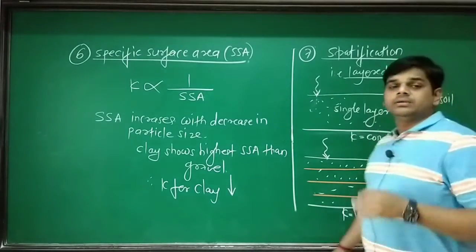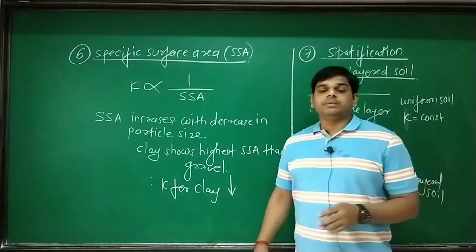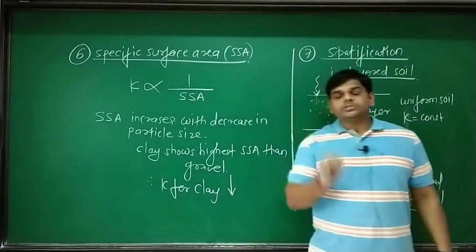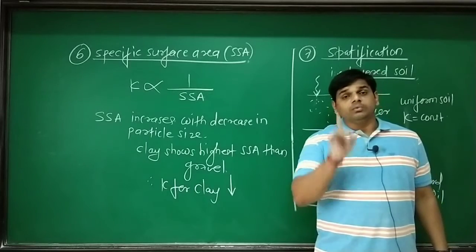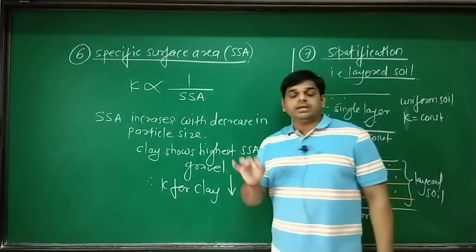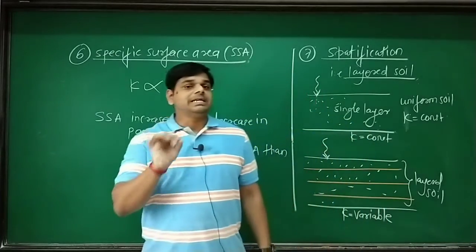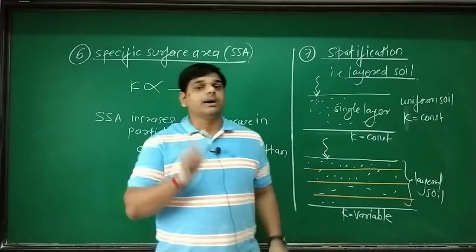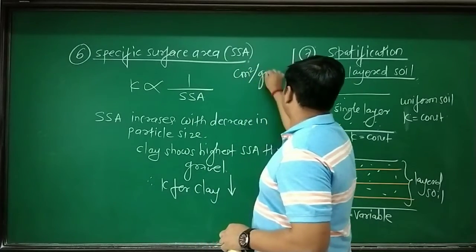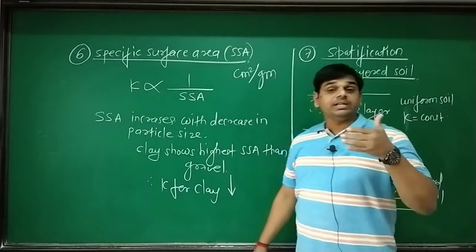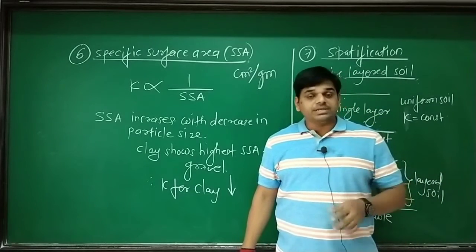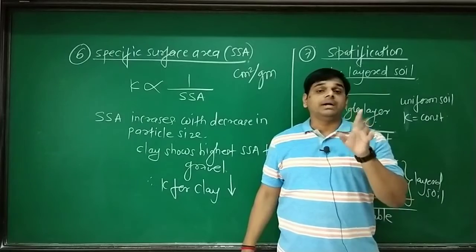Look at the board. The sixth factor affecting permeability is the specific surface area. We learn about specific surface area in geotechnical engineering. It is expressed in centimeter square per gram. I told the meaning in the geotechnical engineering subject: what is the total surface area present in 1 gram of particles?